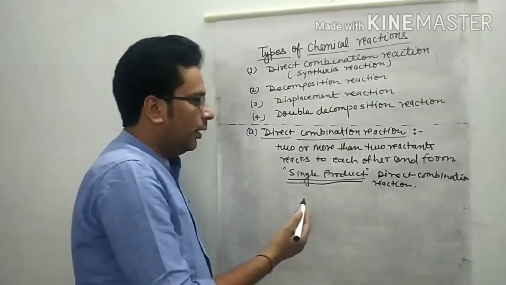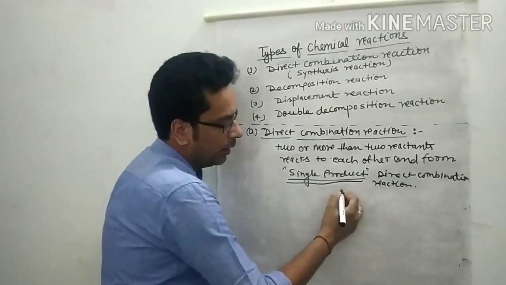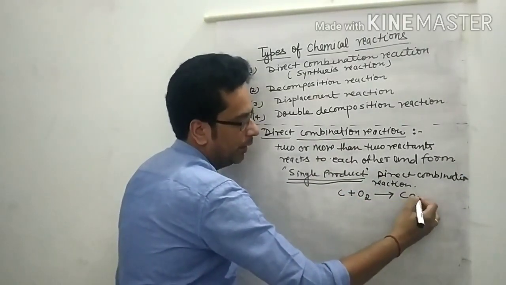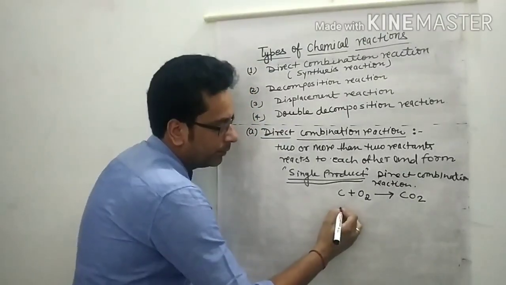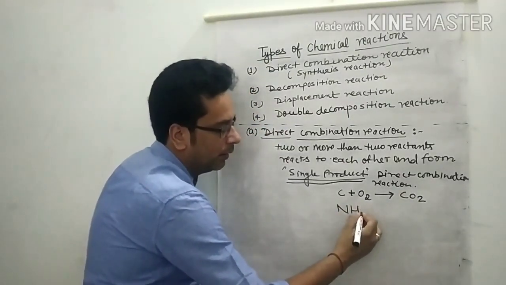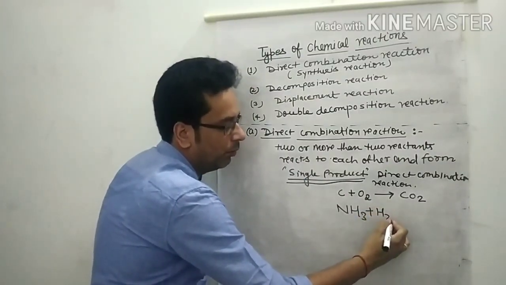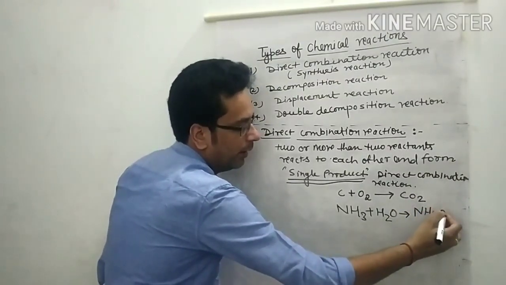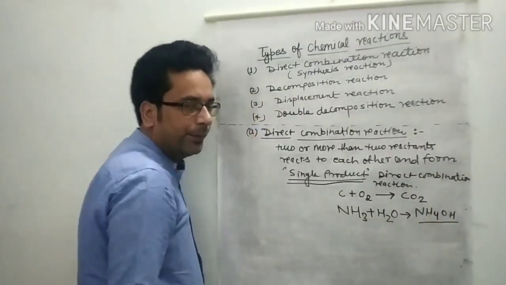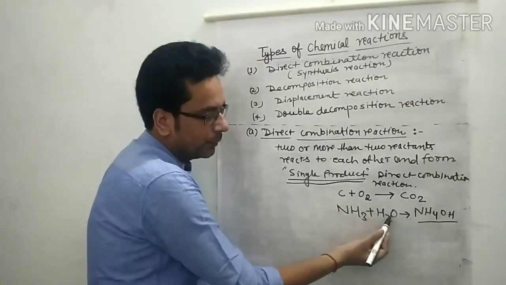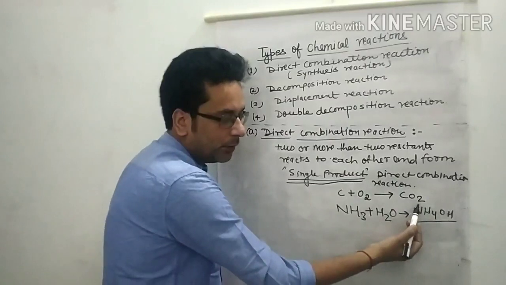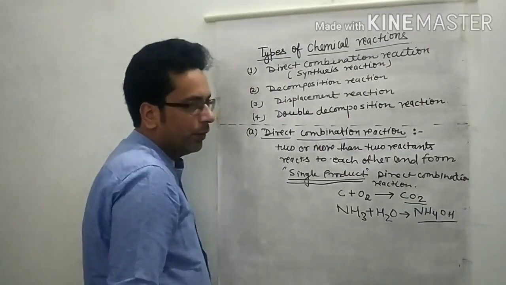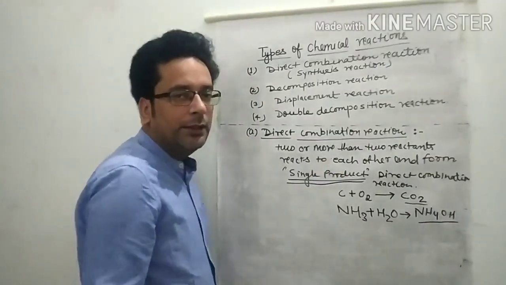For example, carbon reacts with oxygen to form carbon dioxide. Ammonia reacts with water to form ammonium hydroxide. Here 2 reactants react to each other and form a single product: in the first, carbon dioxide, in the second, ammonium hydroxide. So these are examples of direct combination reaction.